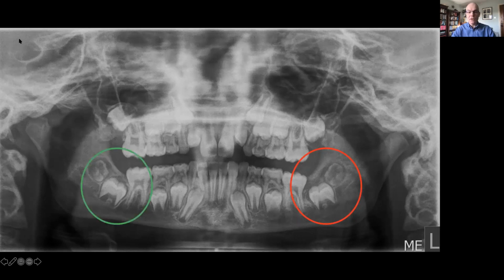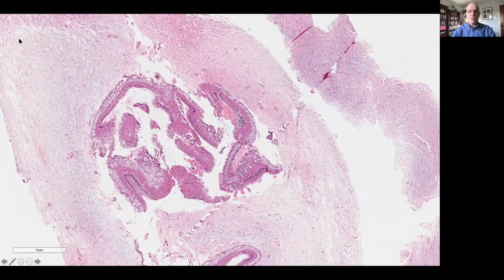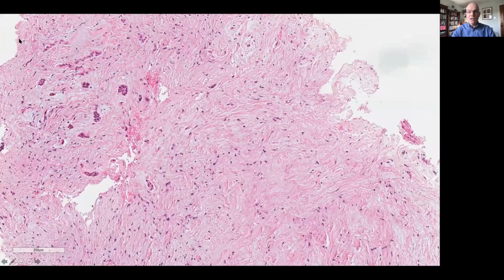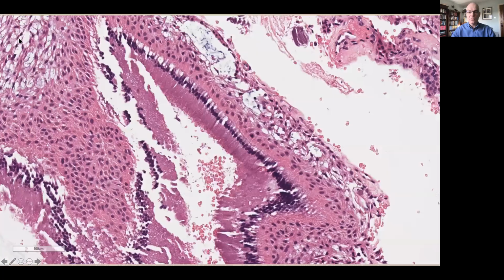It's useful to compare the other side, and you can see that space is not present on the right-hand side. Here are the tissues that you'll see in the slide that you have from the slide set, fibrous connective tissue, and some epithelium, and we'll look at these in more detail. Here is the fibrous connective tissue component, mature fibrous connective tissue, relatively paucicellular, and some scattered odontogenic rests.